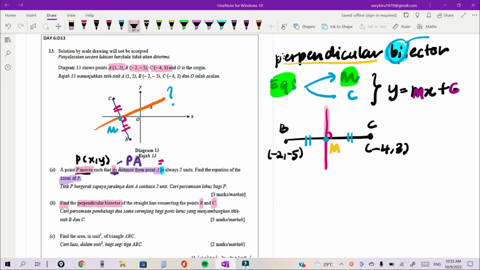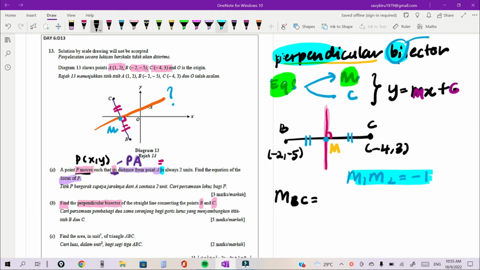Then we can apply m1 m2 equals negative 1, since we have the word perpendicular. Always remember m1 m2 equals negative 1. So let's find the gradient of BC first.